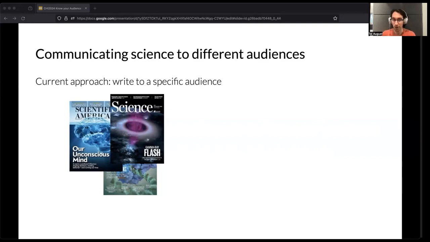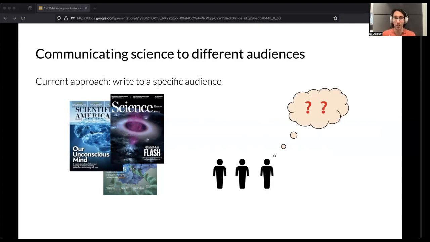However, this means that other general audiences, though they might have an interest in learning about a new scientific finding, are left out of the conversation. What if there were a way to create scientific summaries on demand for different envisioned audiences?